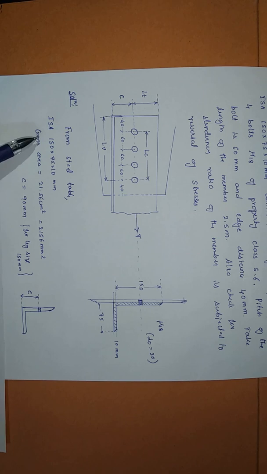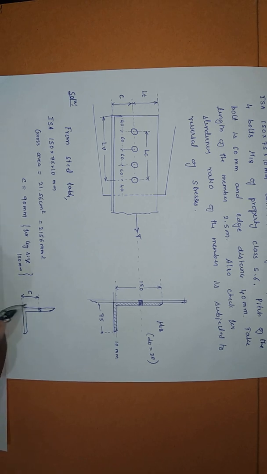From the steel table, we get the geometrical details for ISA angle, ISA 150 x 75 x 10 mm. This is the gross area, 21.56 centimeter square. If you convert it into millimeter, 2156 millimeter square. This is the centroidal distance or C value, 90 millimeter. This is called the C value.